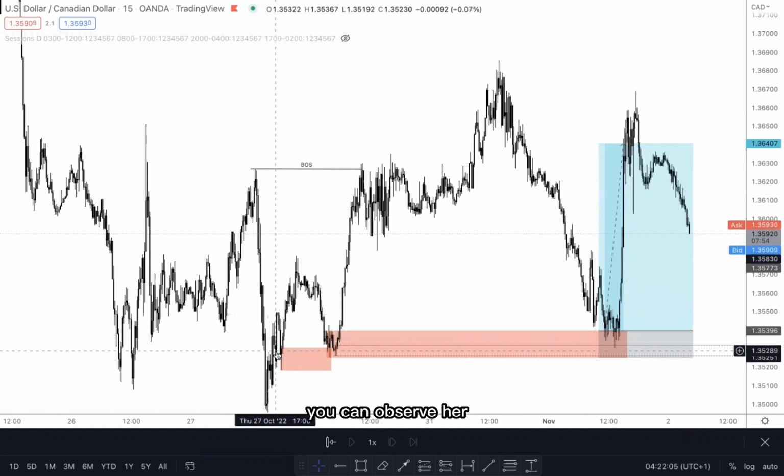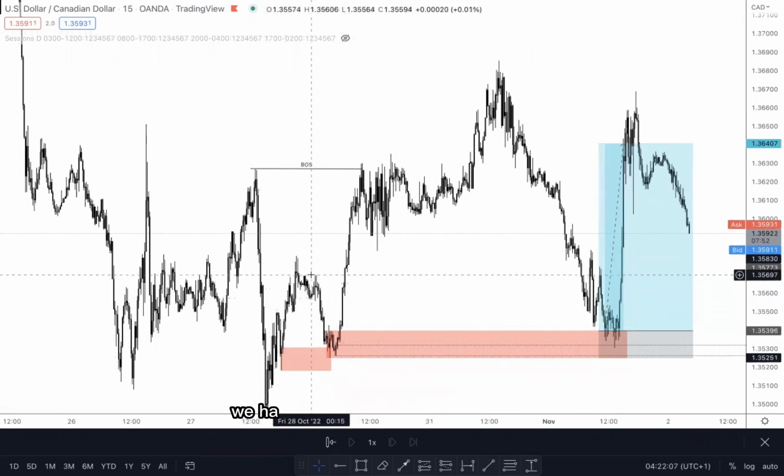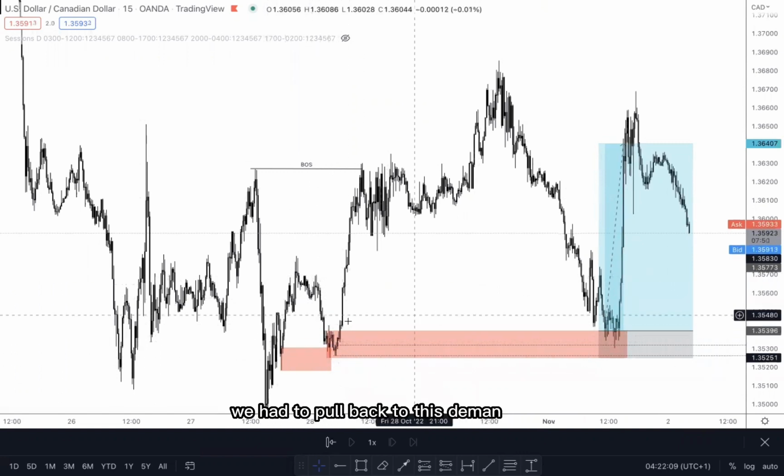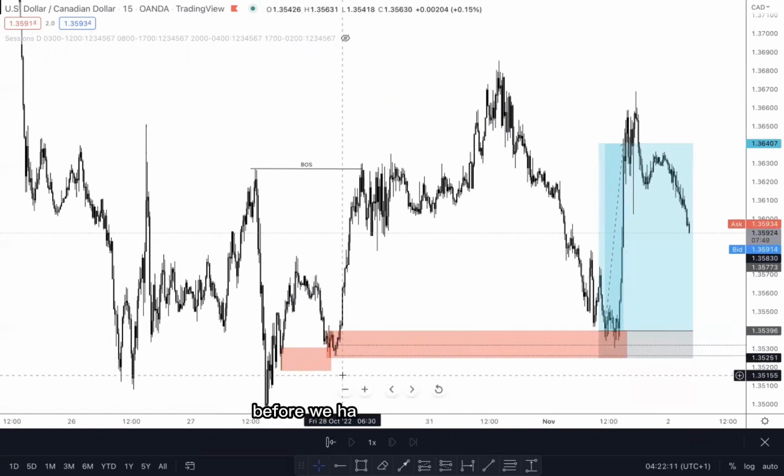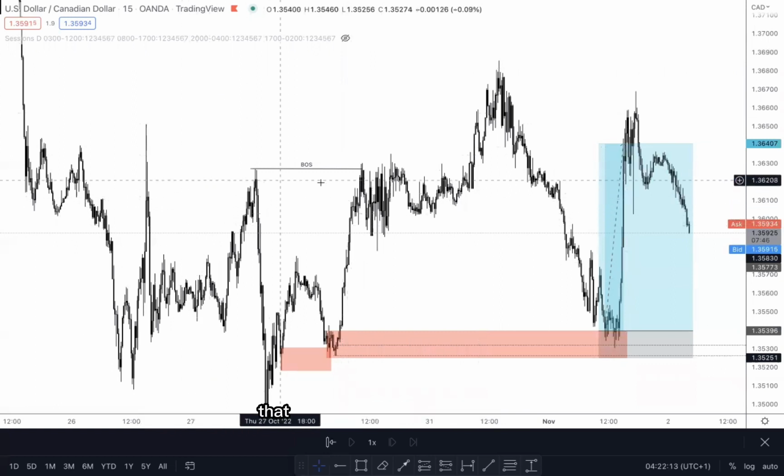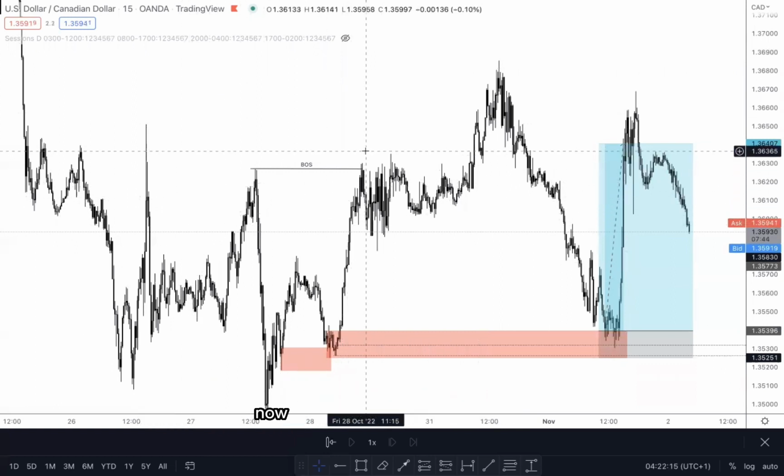You can observe here we had a demand level, we had a pullback to this demand level, mitigated it before we had a strong momentum that broke structure to the upside. Now we know that we have broken the trend to an uptrend and we are to expect a pullback. So we're going to have a few candles where we'll be having an area of concentration to go long.